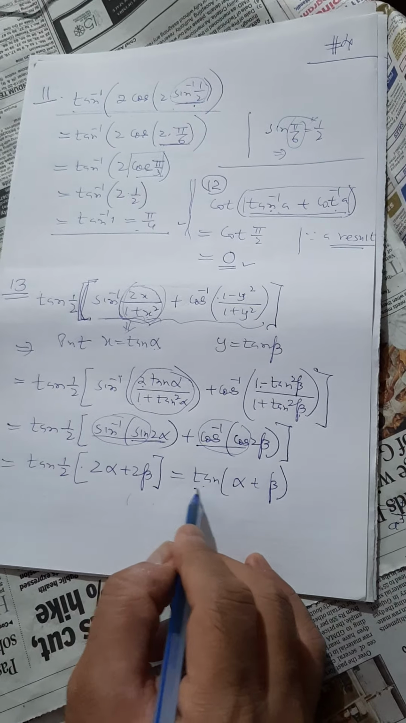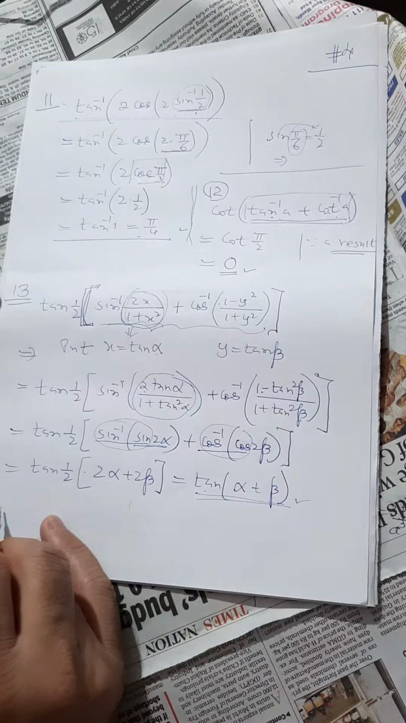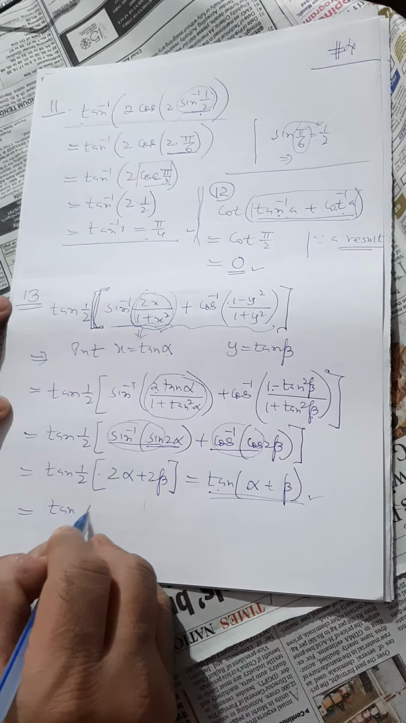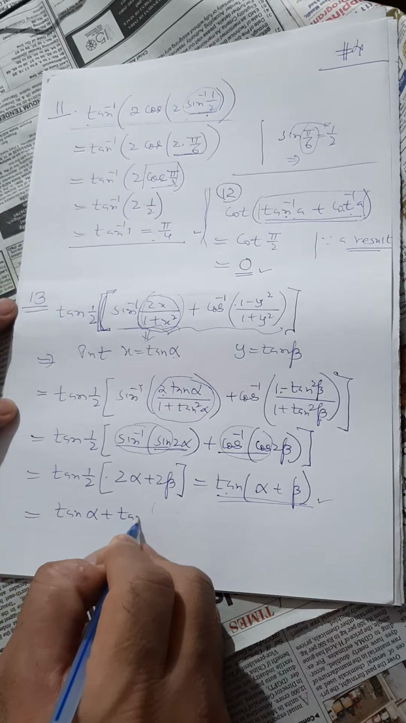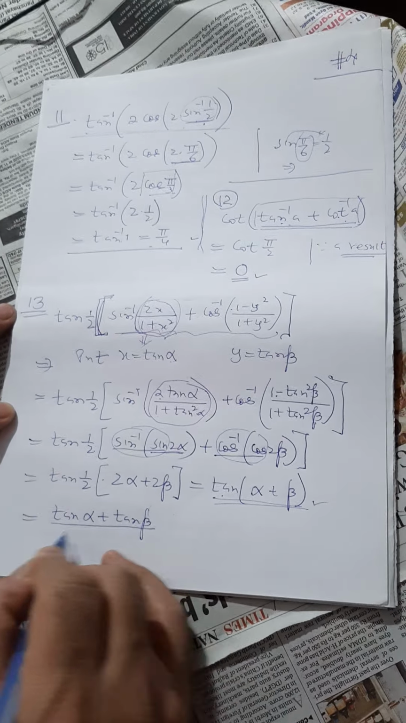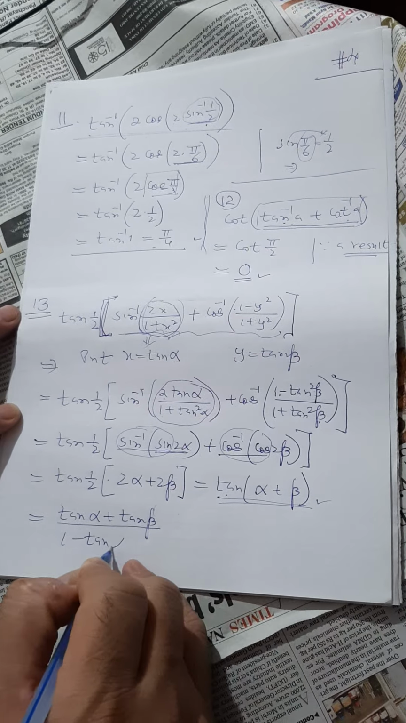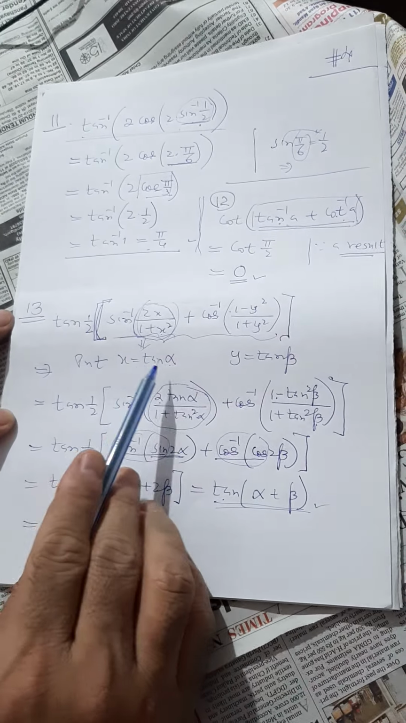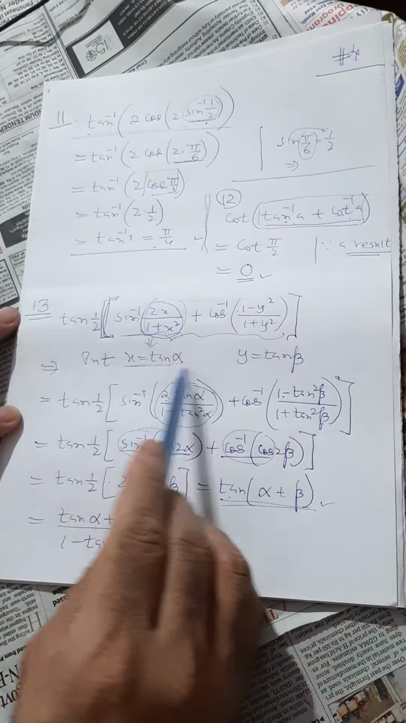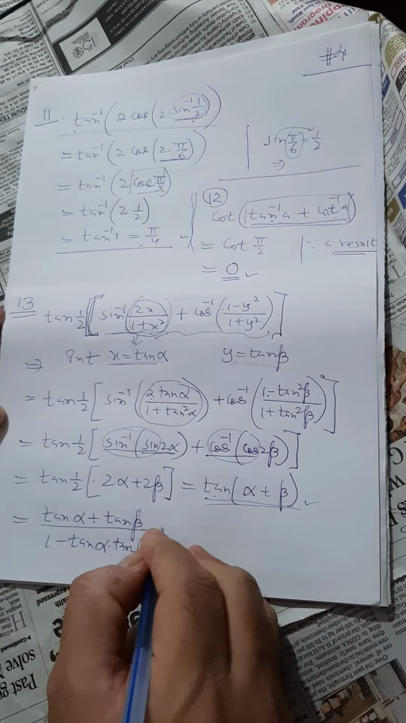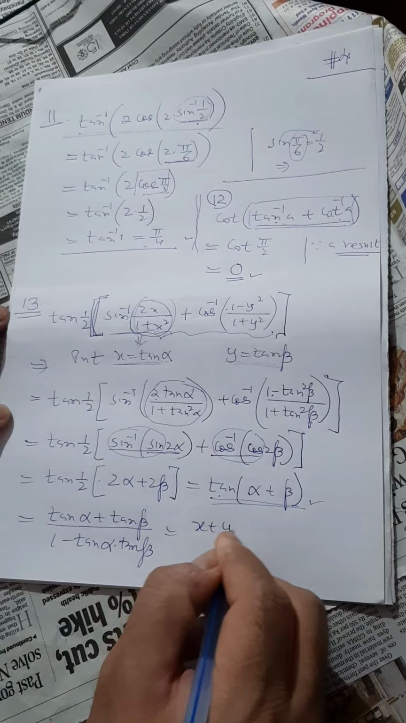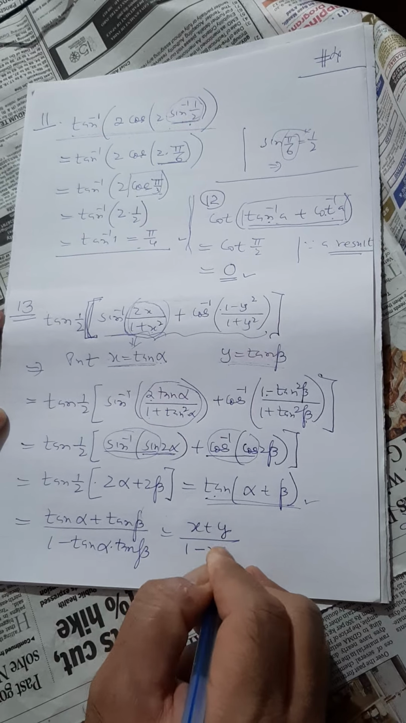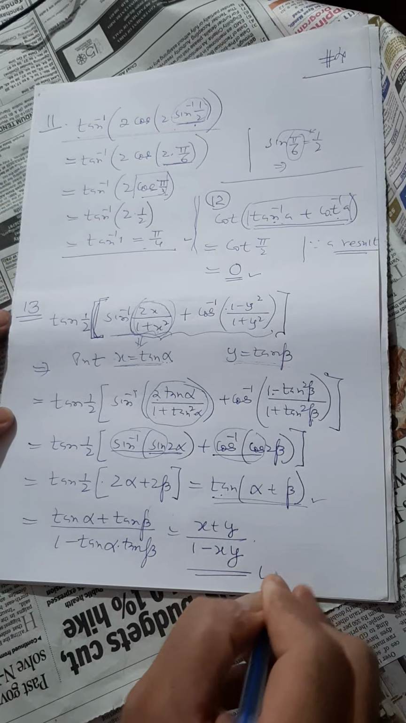Now you can just use the addition formula here. So this is (tan alpha plus tan beta) upon (1 minus tan alpha into tan beta). But you know from the substitution tan alpha is x here, tan beta is y here. So this is (x plus y) upon (1 minus xy). This is the simplified form.